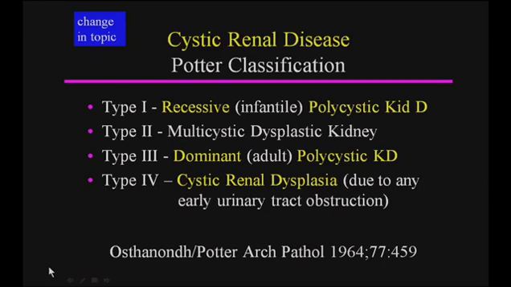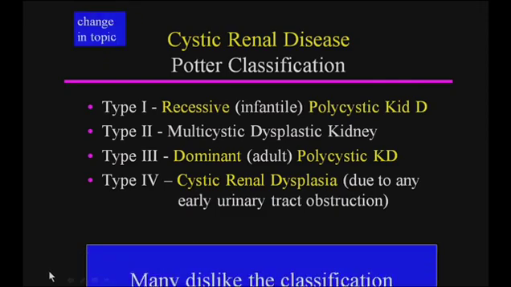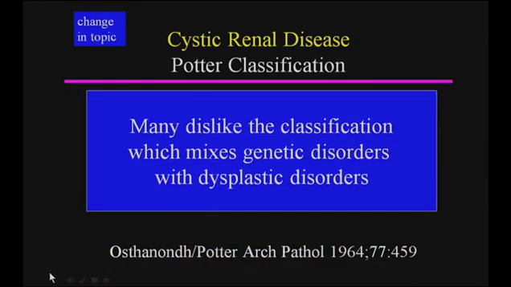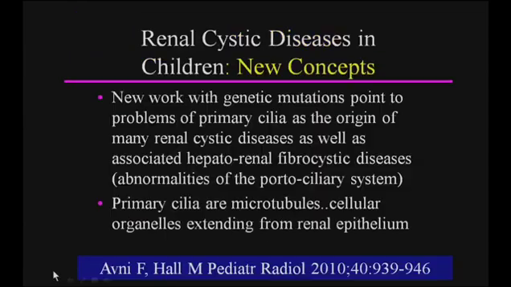As a change in topic, cystic renal disease has a Potter classification that some people do not like because it mixes up genetic disease with other disease. But historically, type 1 disease is recessive, formerly known as infantile polycystic kidney disease. Type 2 is multicystic dysplastic kidney. Type 3 is dominant polycystic kidney. And type 4 is cystic renal dysplasia, thought due to any early urinary tract obstruction. Again, many dislike the classification because it mixes up genetic disorders with dysplastic disorders.